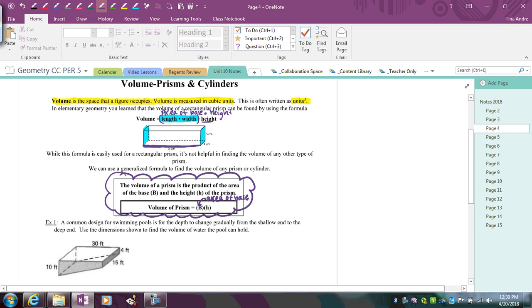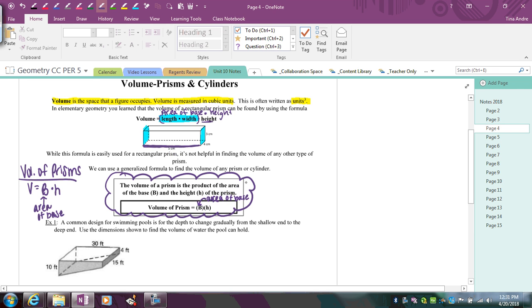Same thing, anytime you use a capital letter in a formula, like volume, capital V, perimeter, capital P, area, capital A, it means there's a calculation involved. So just use that to help remind you. So it's the area of the base times the height. So for any prism, the volume of prisms will be the area of the base times the height. Again, I'm just going to write that underneath.